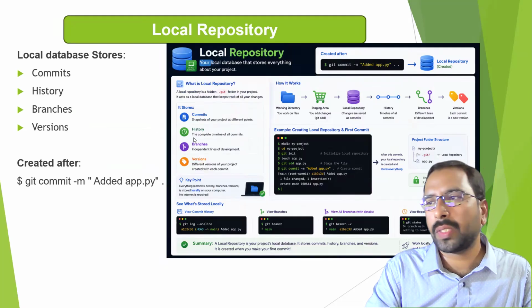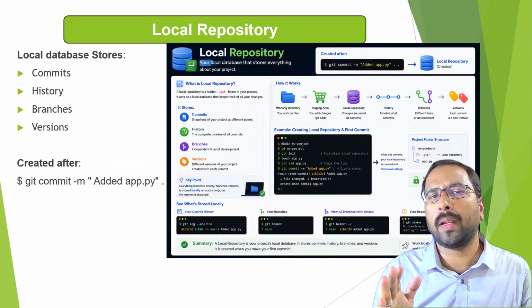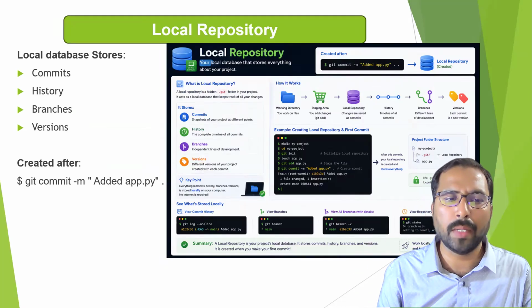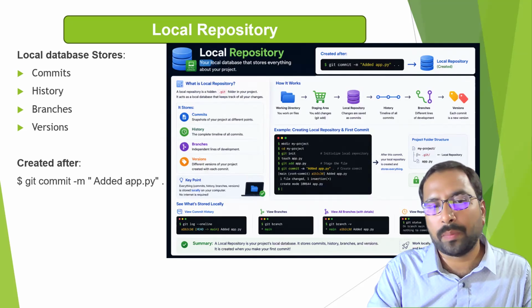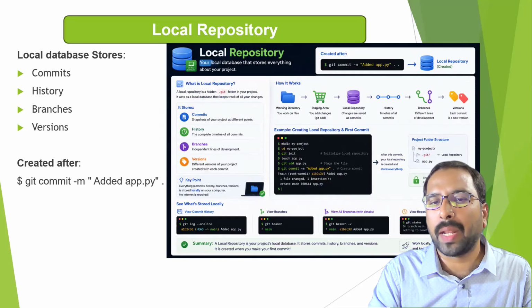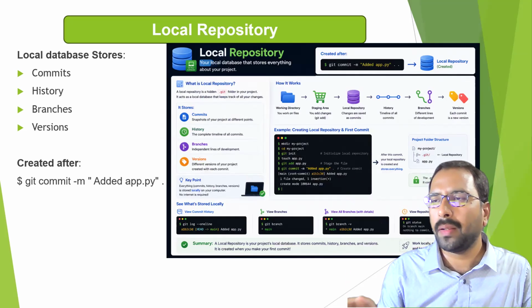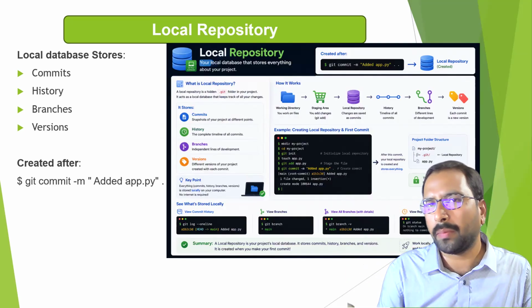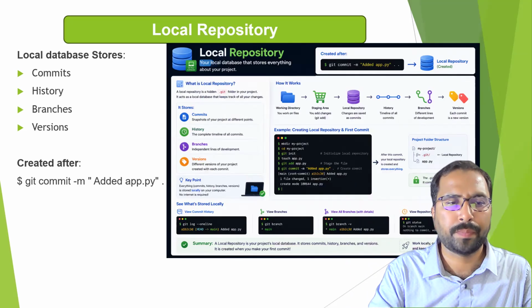The local repository is, as I already told you, a Git-related local database. The local repository is the developer's personal Git database that stores commits, branches, versions, project history, complete commit information, version information, and complete history. Everything is going to be stored in that local repository.